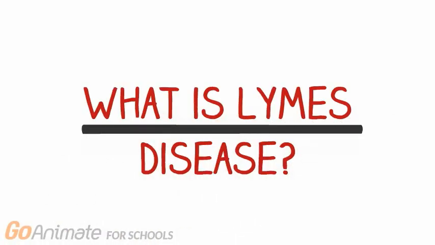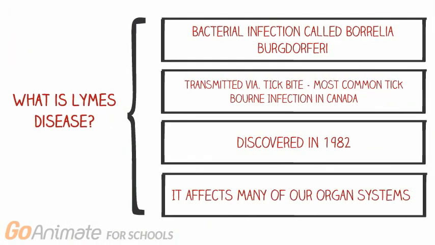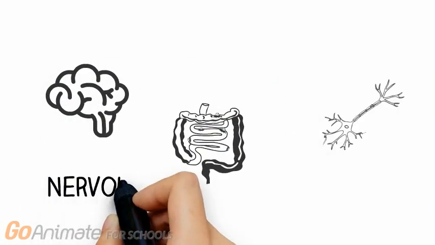What is Lyme disease? Lyme disease is a bacterial infection caused by a bacteria called Borrelia burgdorferi. It is transmitted via tick bite and is the most common tick-borne infection in Canada. It affects many of the human body's organ systems, such as our nervous system, immune system, and circulatory system.